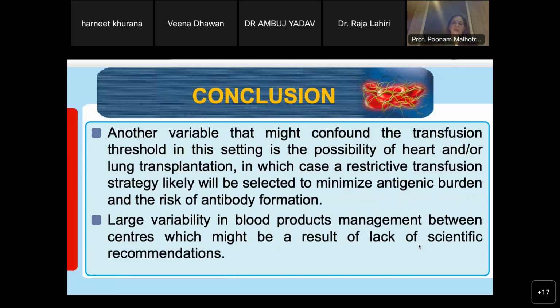Last, please. Another variable that might confound the transfusion threshold is the possibility of heart or lung transplant, in which case a restrictive transfusion likely will be selected and should be selected to minimize antigenic burden and the risk of antibody formation. This is also a risk. It is an antibody forming thing, and so is lung transplant and cardiac transplant. There is large variability in blood products management between centers, which might result in a lack of scientific recommendations, and this is what we suffer from for blood transfusions: how and when in ECMO.